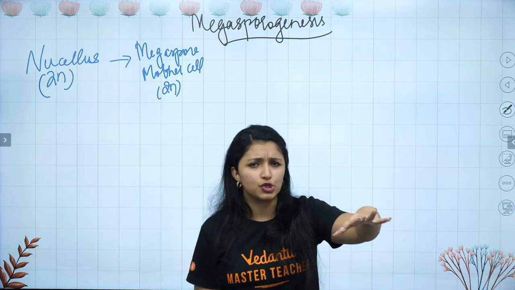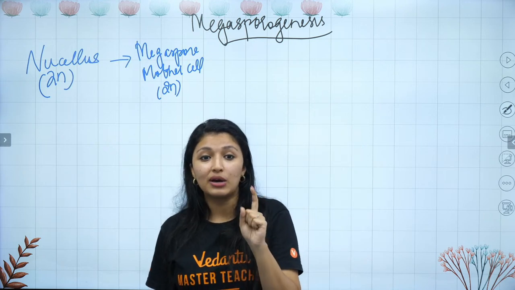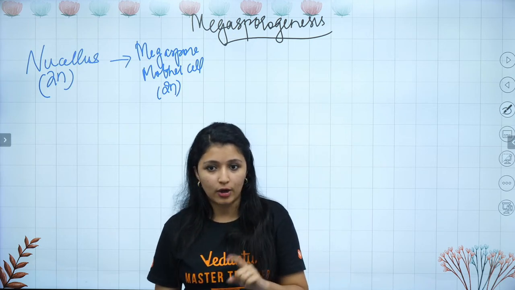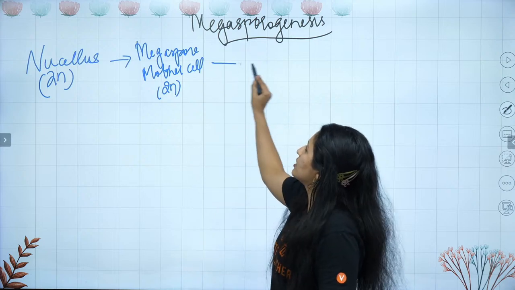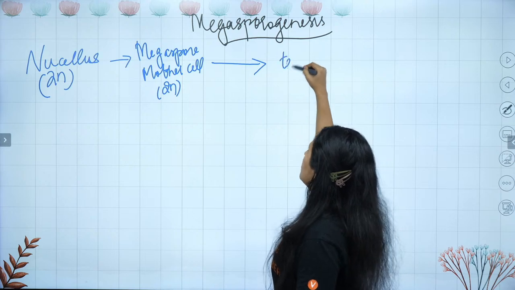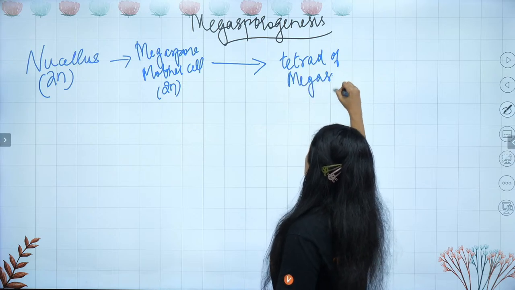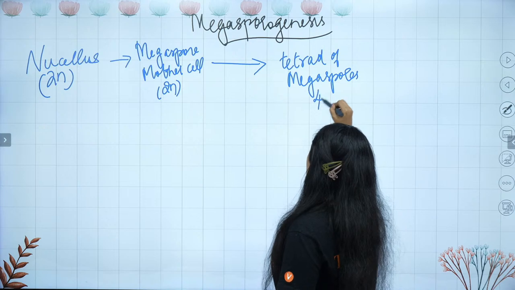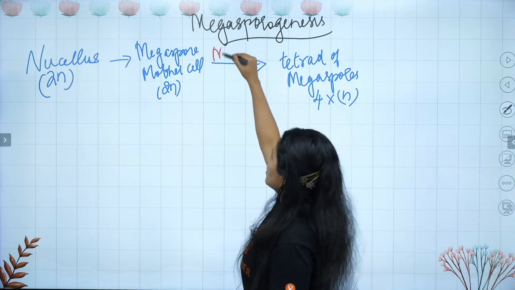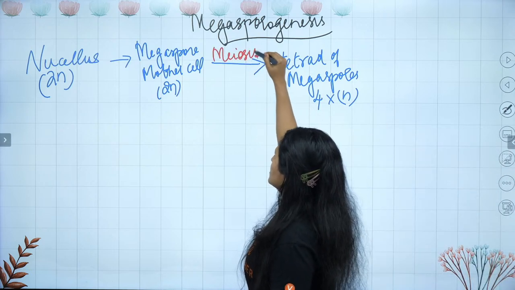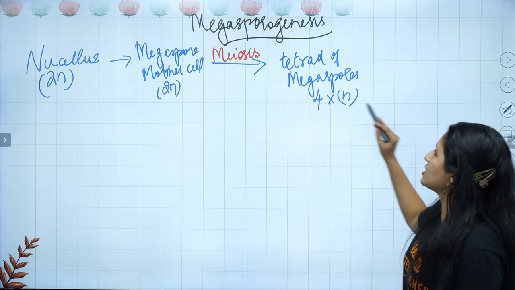So, nucellus is a mass of tissue. Many, many tissues are there. Out of that, one of them will be selected, only one, which is our megaspore mother cell. This one single cell will undergo meiosis and form a tetrad of megaspores, so 4N. Yes, because here we have meiosis. So, we have a tetrad of megaspores.